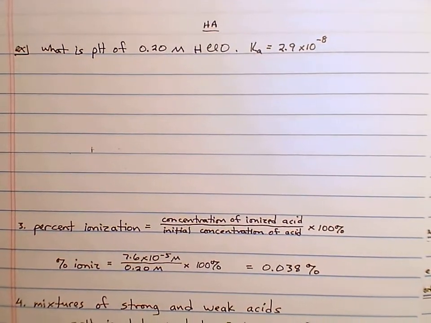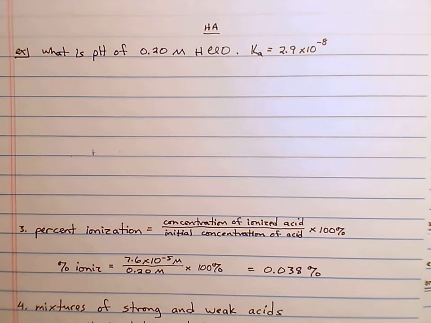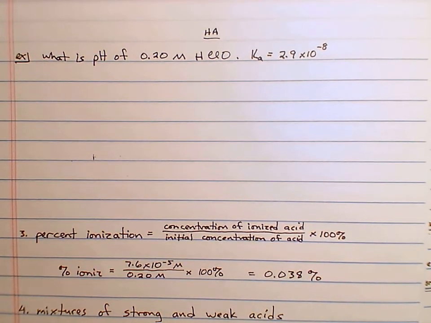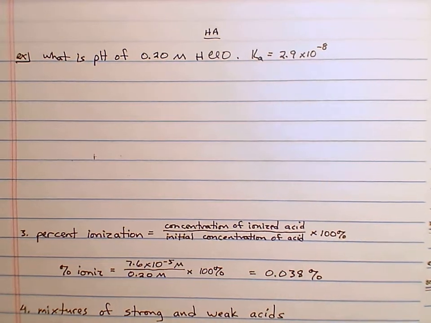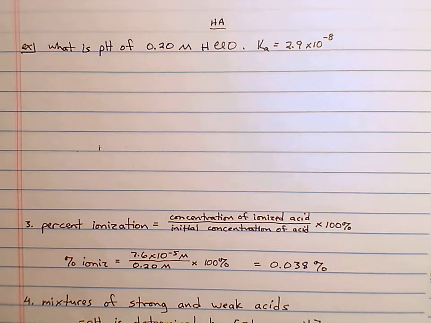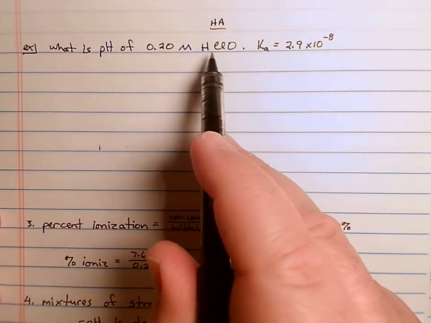What is the pH of 0.20 molar HClO? Note the Ka for HClO is 2.9 times 10 to the minus 8th. So if you want, pause the video at this point, work out this problem, and when you restart it, we will go through the problem, because I'm going to go through this problem right now. Okay, here we go. So we've got 0.20 molar HClO.